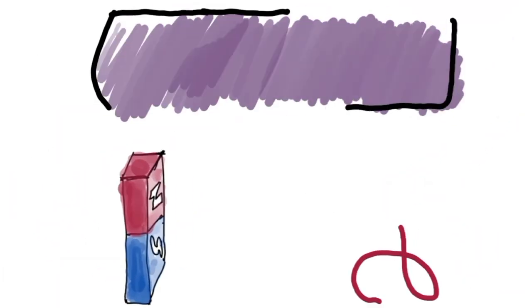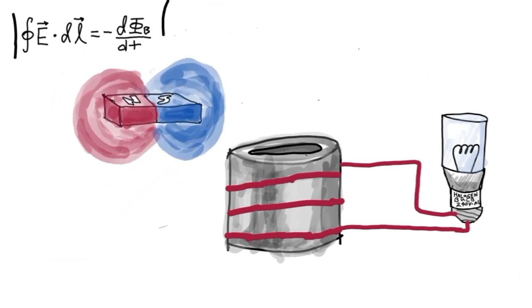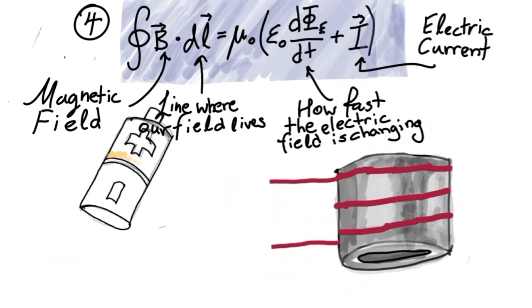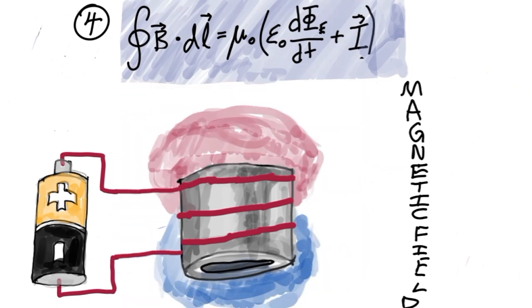The third equation says that a magnetic field that is changing gives you an electric field through a conductor. Therefore, the bulb over here lights up. And finally, the fourth equation dictates that a changing electric field produces a magnetic field. This is how an electromagnet works.